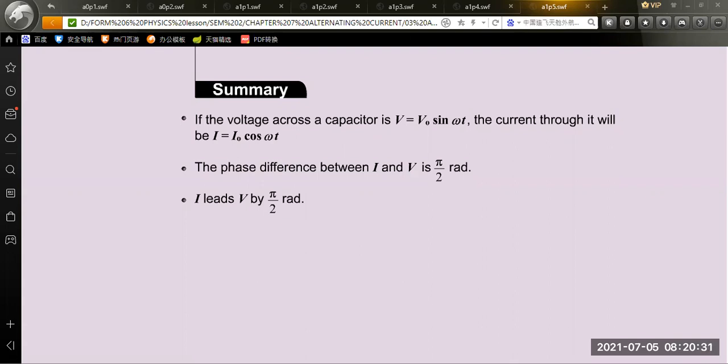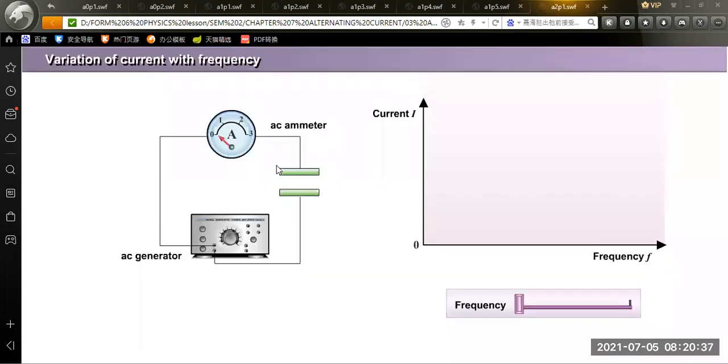Ladies and gentlemen, let's observe the next slide. The next slide shows that a capacitor is connected to an AC generator. When the AC generator is switched on, now we want to see how the current flow in the circuit varies with the frequency. Once the frequency increases, the current also increases. So that's why our alternating current in Asia, we use 240 volt, 50 hertz.